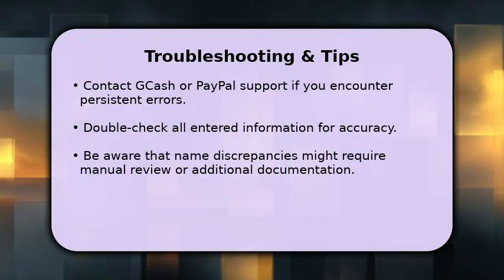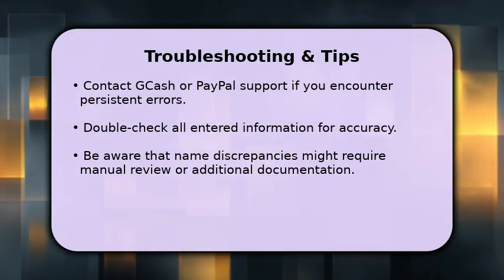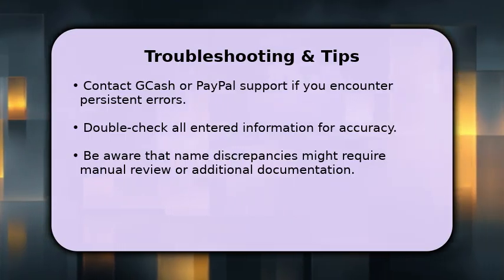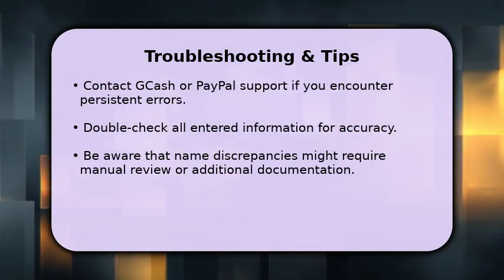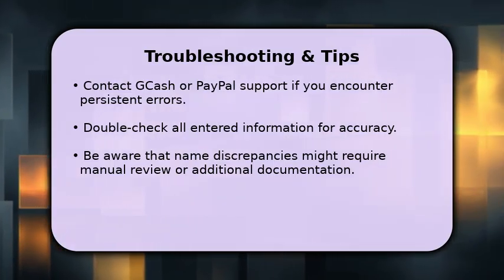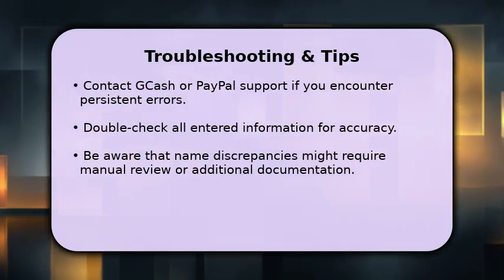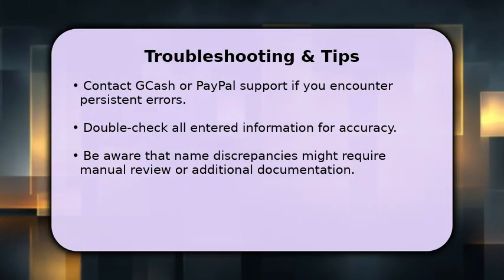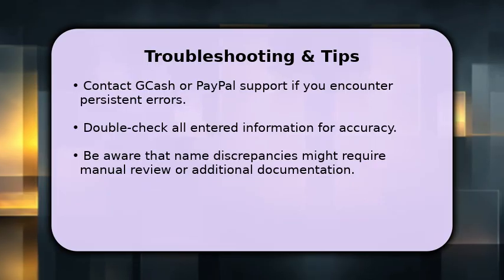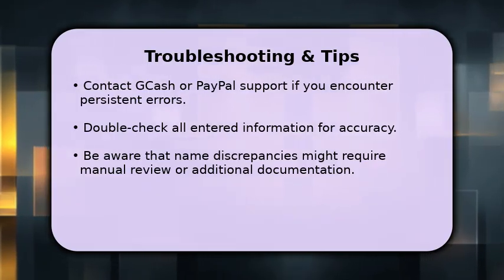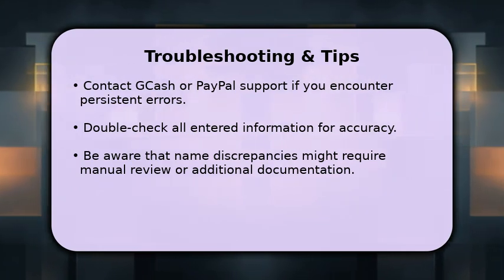If you encounter any difficulties, first double-check all the information you've entered for accuracy. Minor typos can prevent successful linking. For persistent errors, especially due to name differences, it's best to contact GCash or PayPal customer support directly. They can provide specific guidance. As an alternative, if direct linking proves challenging, consider using a verified bank account as an intermediary to transfer funds between PayPal and GCash, offering another reliable pathway.